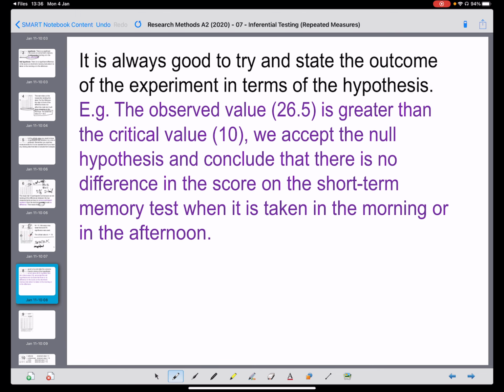I would say the only reason I'm doing this is because I do know that some people do say accept rather than reject, okay? I would personally prefer you to say we therefore reject the hypothesis and conclude that there's no difference in the scores on the short-term memory test when taken in the morning or the afternoon. Okay, so really quite an interesting idea to look at, but of course there's no evidence to support it.